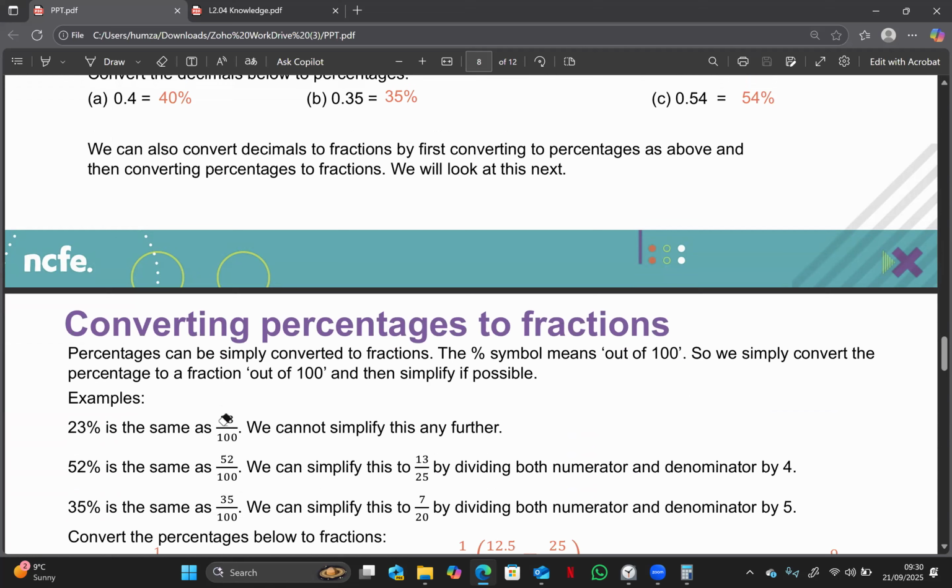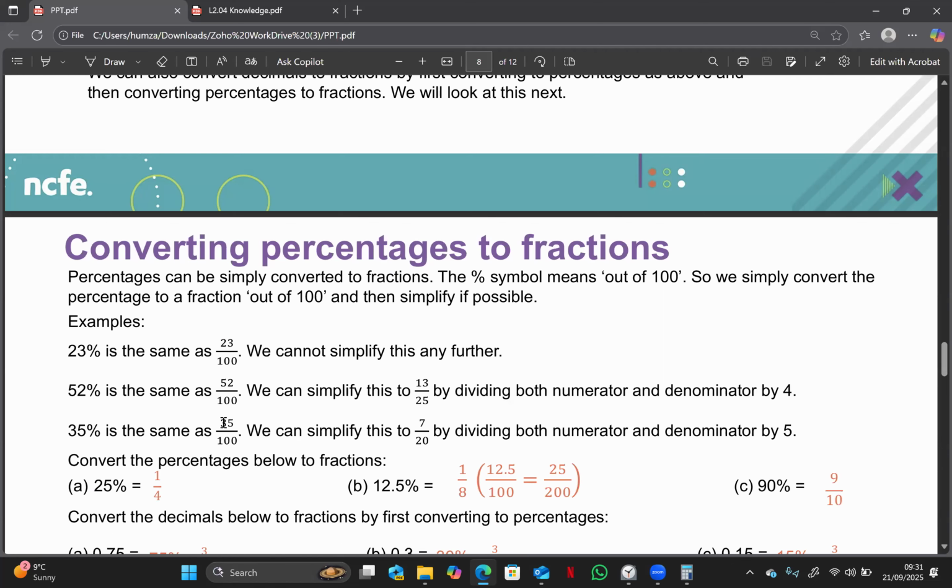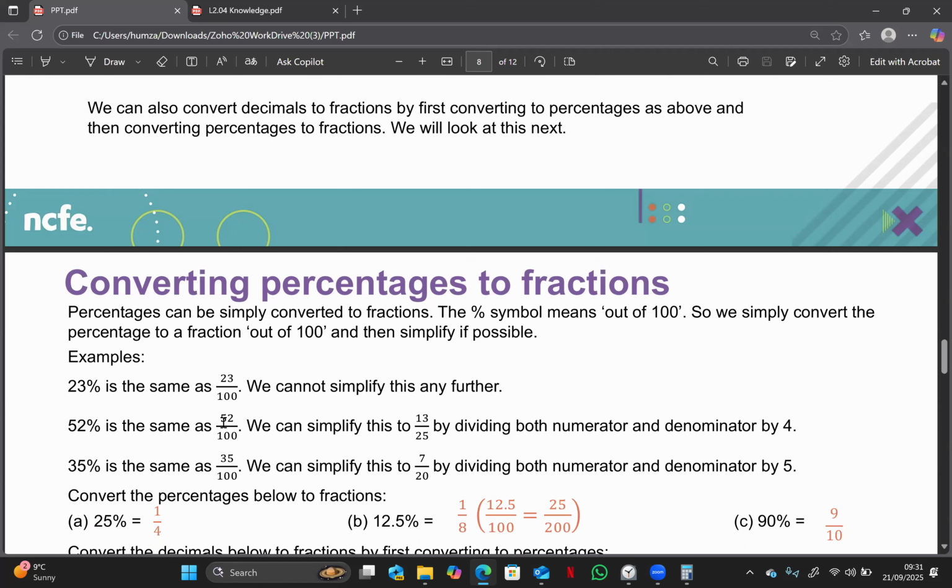52% is the same as 52 over 100. We can simplify this to 13 over 25 by dividing both the top number and the bottom number by 4. 35% is the same as 35 over 100, and we can simplify this to 7 over 20 by dividing both the top number and the bottom number by 5. So let's look at these next ones, guys.